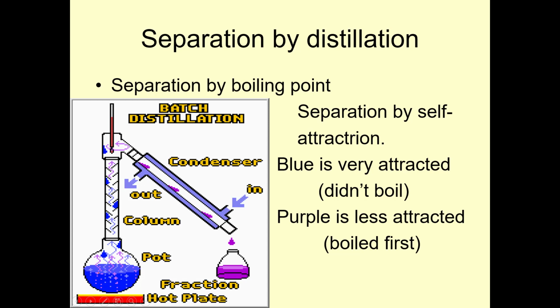Okay, so now I'm a little colorblind, so I might have these colors wrong, so feel free to laugh at me. If this is blue and this is purple, the mixture is blue, the purple stuff comes off, and it leaves something. So it's separation by attraction. Blue is very attracted to itself, so it didn't boil. Purple is less attracted. So if it's less attracted, you're able to leave.